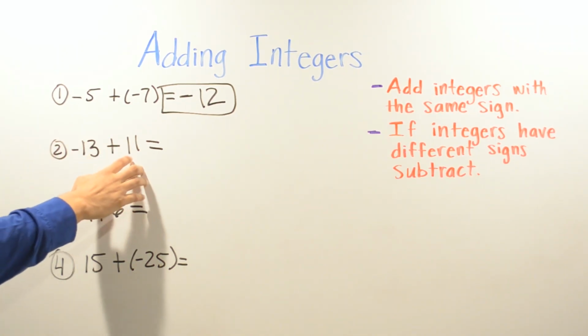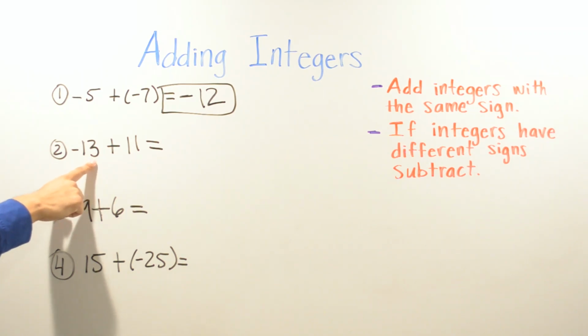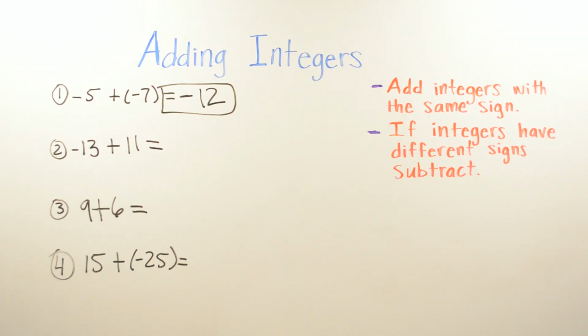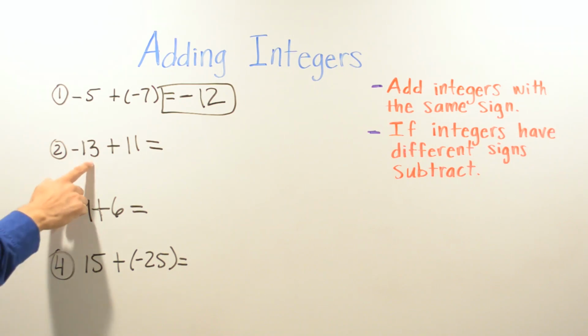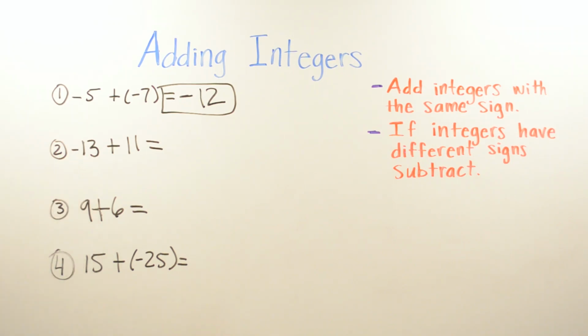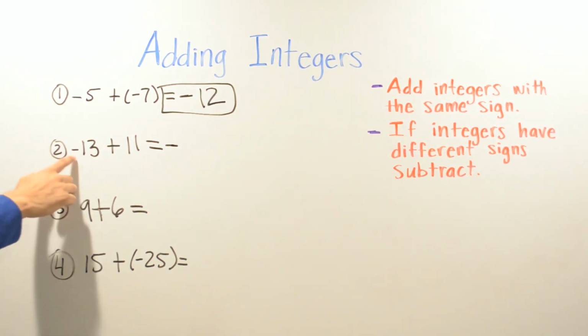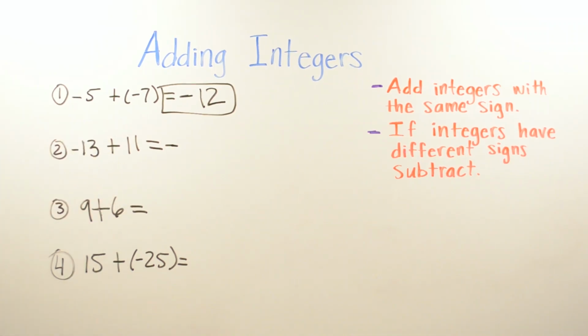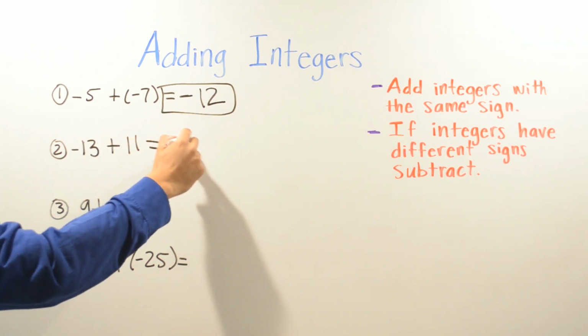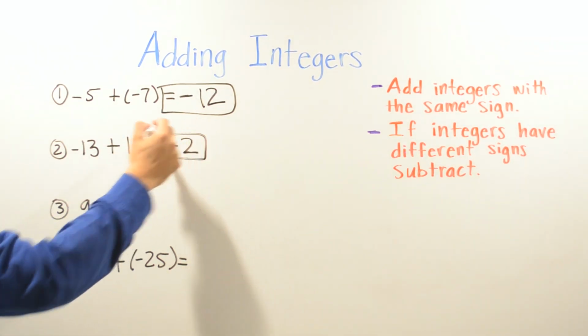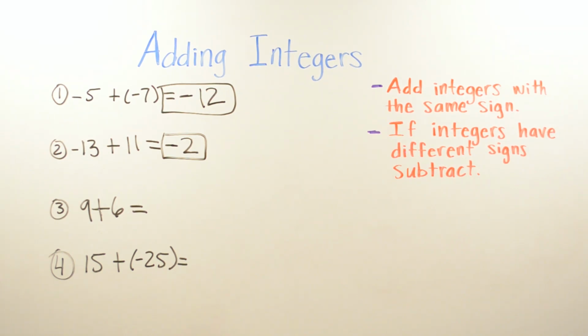So here the bigger number, is it 11 or is it 13? I see that the biggest number here is 13. So then I go ahead and just put the sign that is in front of that big number. In this case, the sign is negative. So our answer is going to be negative. And then we know that the two signs, a negative and positive, we're going to go ahead and subtract. And 13 minus 11 is going to be 2. So our answer is going to be -2.